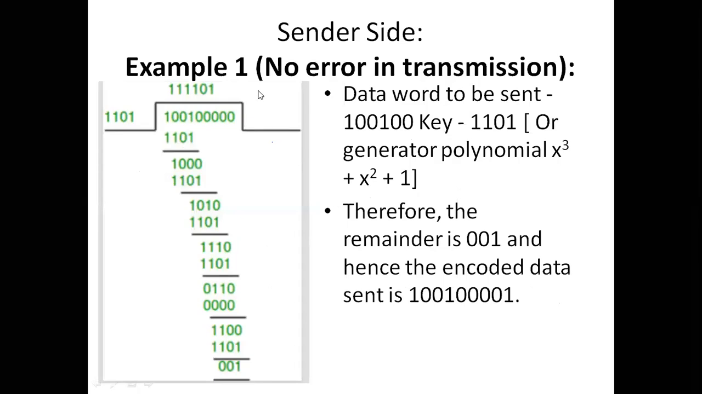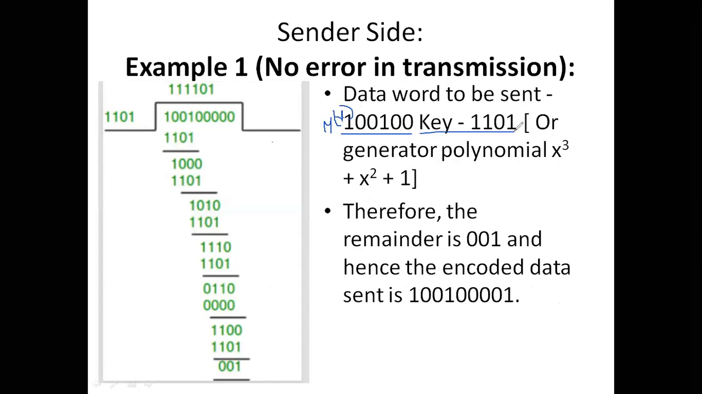And this is an example with no error in transmission. There is no error in the transmission. This is the message, the data word to be sent: 100100. This is the message, that is m of x. So m of x equals 100100.